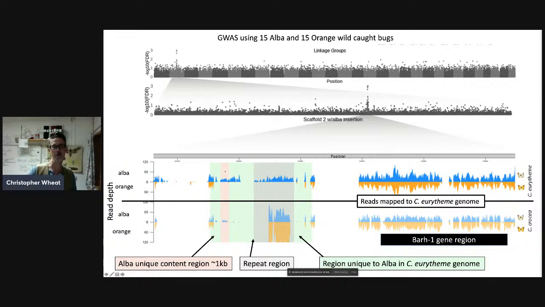It's about 1 kb. And this is our putative region that we think is harboring maybe transcription factor binding sites that are controlling when and where the Alba phenotype is being turned on. In this case, we think it might be controlling when and where BARH1 is being activated, right? And I'm going to show you more evidence for that.